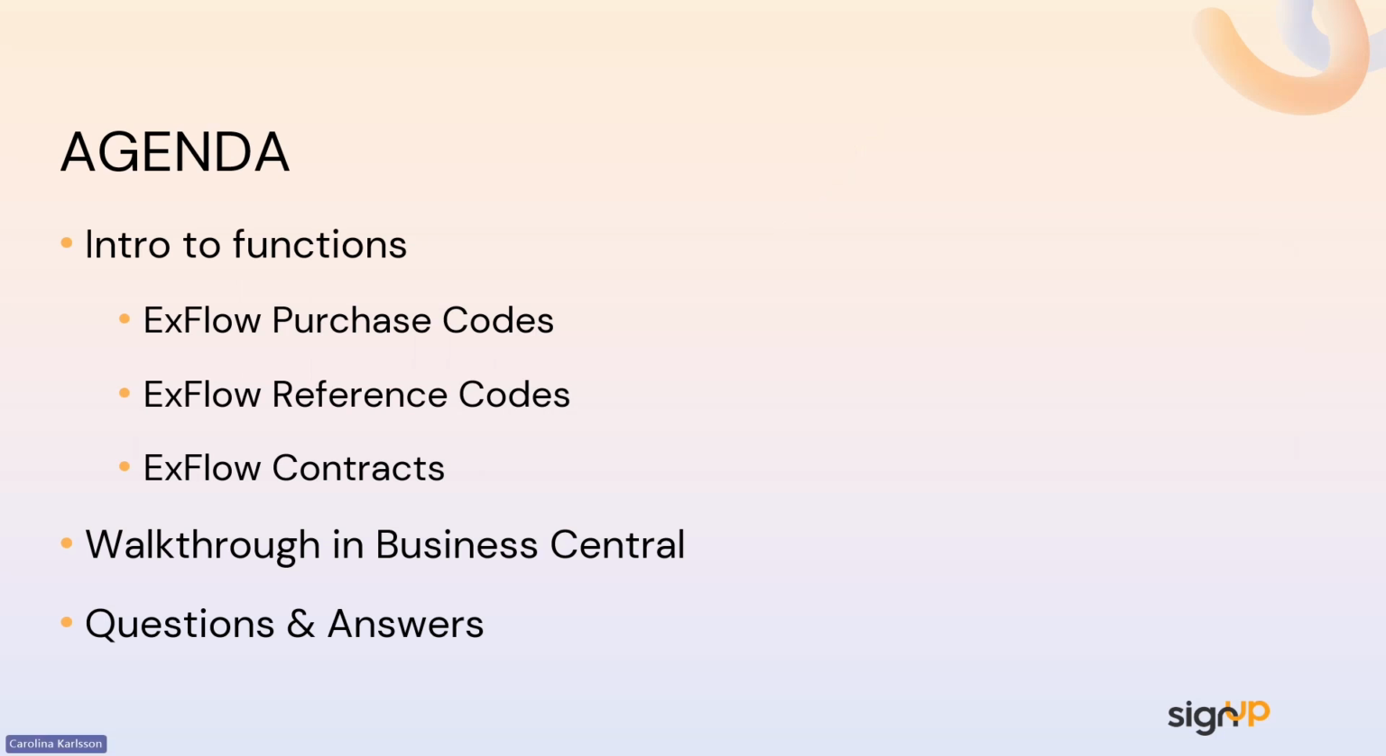And this is the agenda. We will first look into the three functions that we will talk about today, which is ExFlow purchase codes, ExFlow reference codes, and ExFlow contracts. And then we will do the walkthrough in Business Central. And we will look at how you can set these functions up, and then a few examples of how it can look like. And then we will end with a Q&A if you have any questions.